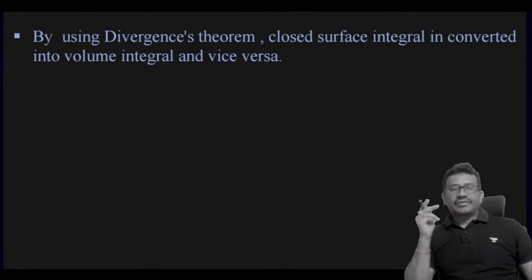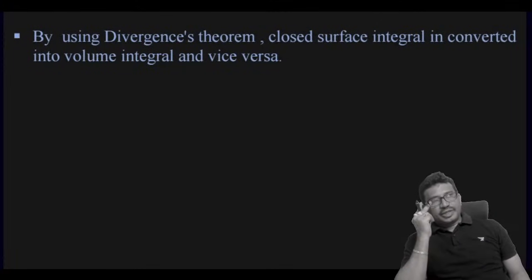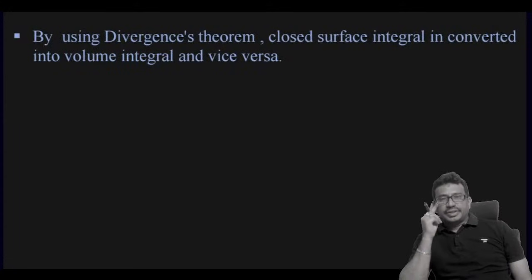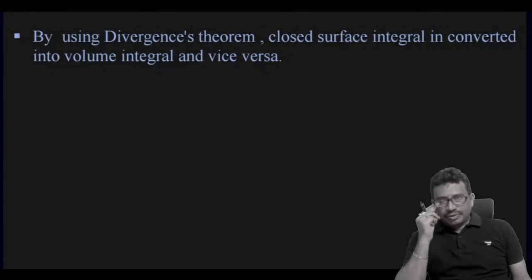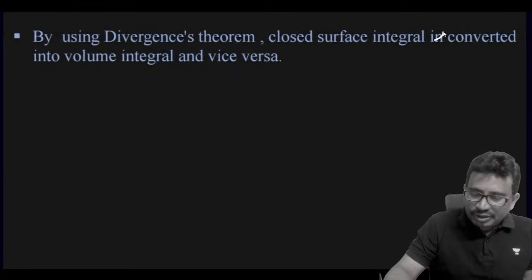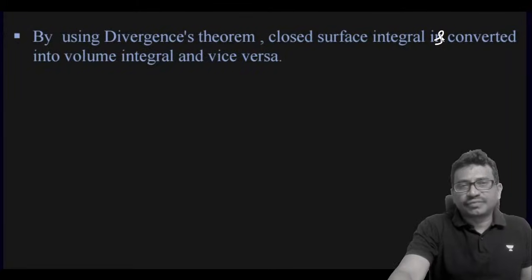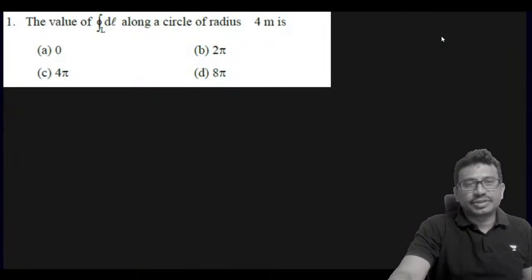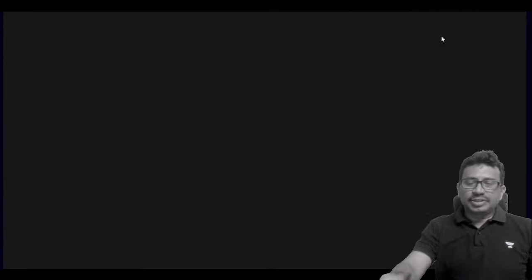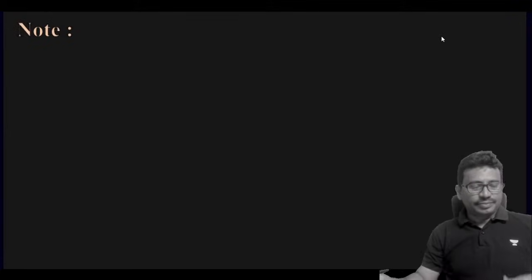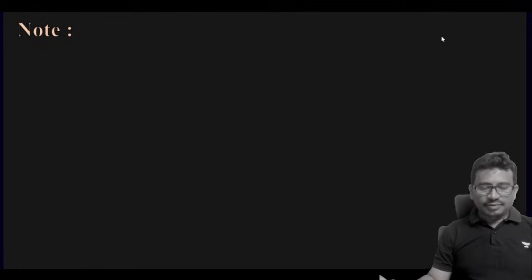By using divergence, what we did now is convert the closed surface integral into a volume integral. Closed surface to volume integral and vice versa. Now let's see some important points here.